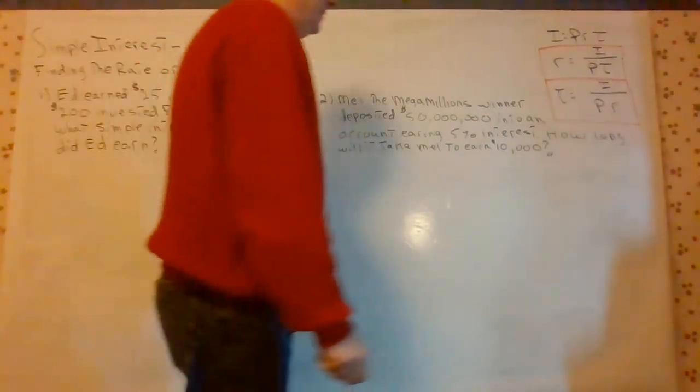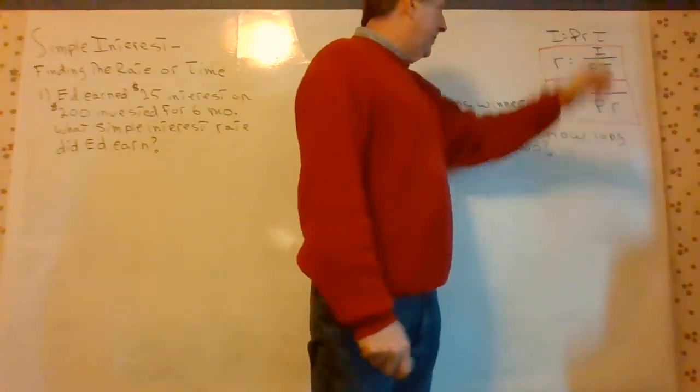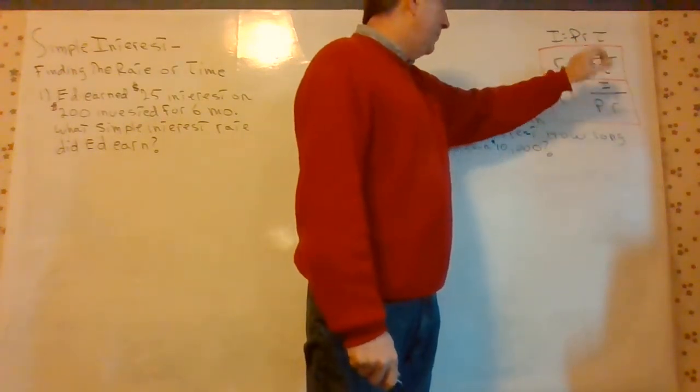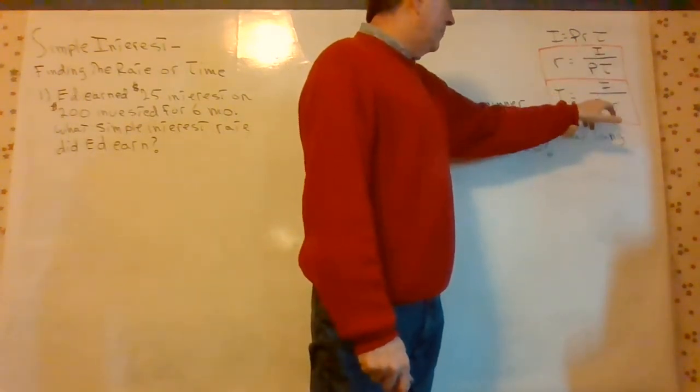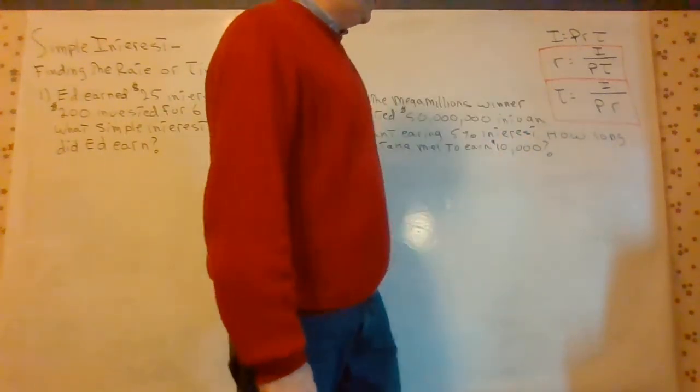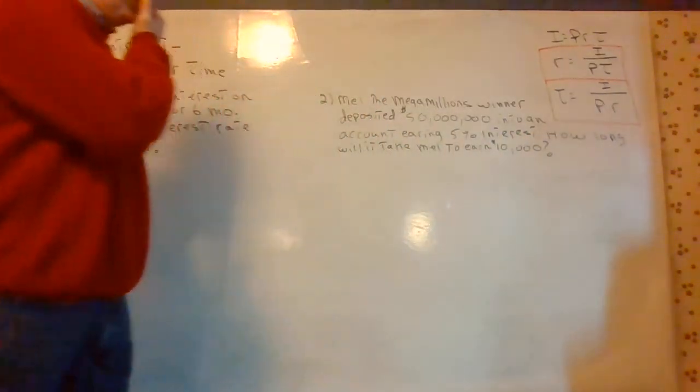We have the basic formula I equals PRT. You can solve for R, solve for T, and it gives you R equals I over PT, T equals I over PR. R is the rate, T is the time. We're going to use these two formulas today to solve a couple of basic problems.